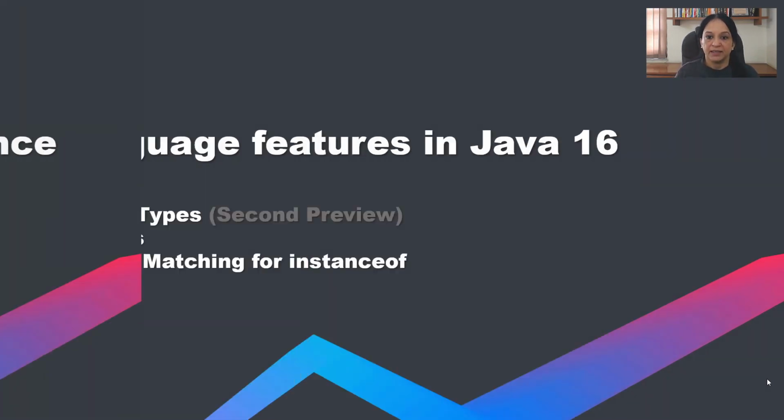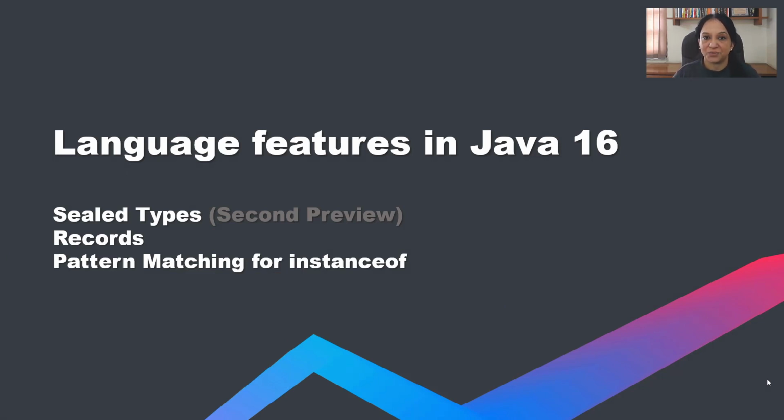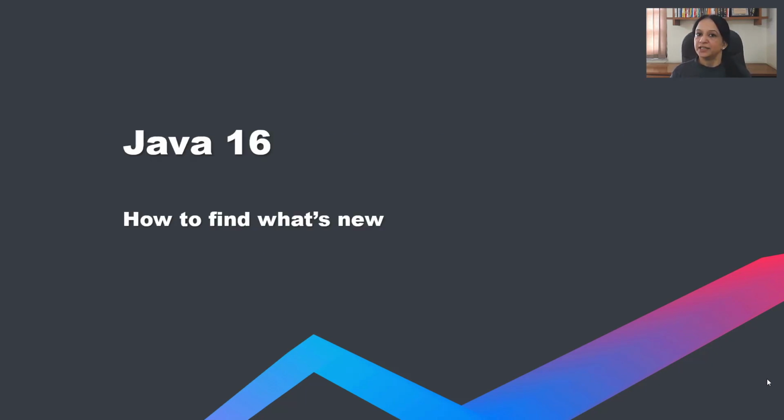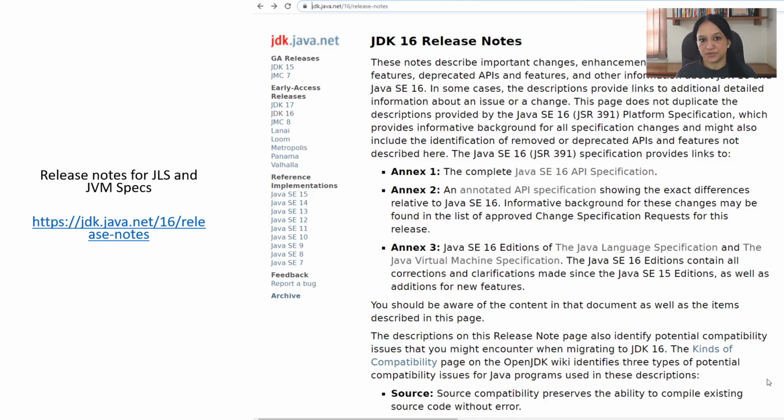These are the 3 features that I would cover in today's session: sealed types, records, and pattern matching for instanceof. These are just the language features. Of course, there is a lot that has been added to Java 16. And just in case you're curious, you can find out using these links.